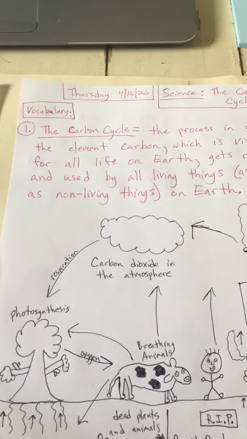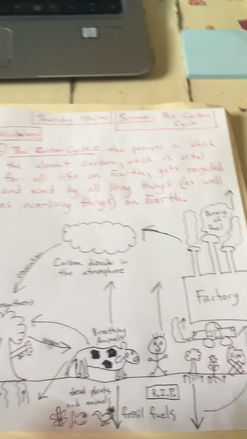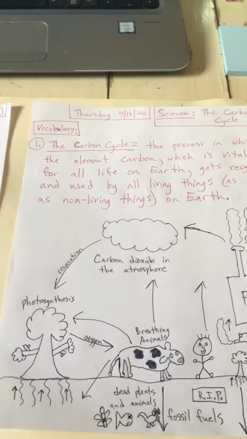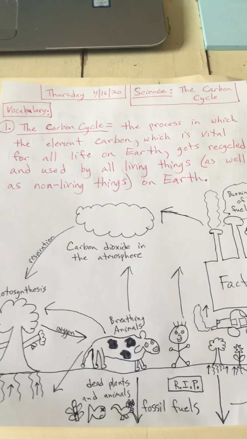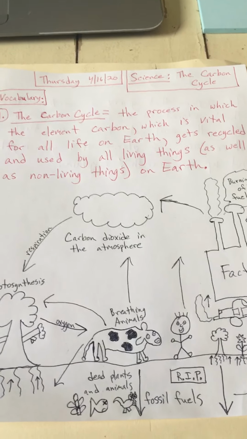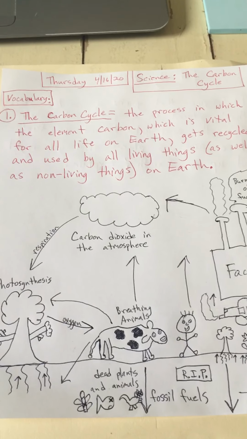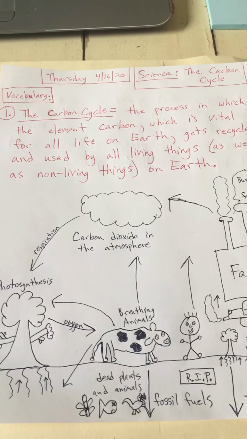So first, today's Thursday, April 16th, we're learning about the carbon cycle. Let's read about the carbon cycle, and then I think my diagram will make it a lot more clear. So vocabulary, the carbon cycle. It says the process in which the element carbon, which is vital for all life on Earth, gets recycled and used by all living things as well as non-living things on Earth.